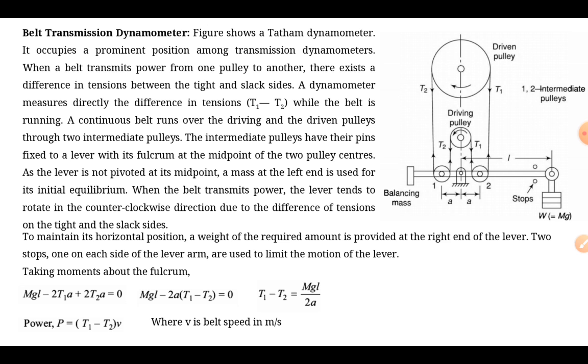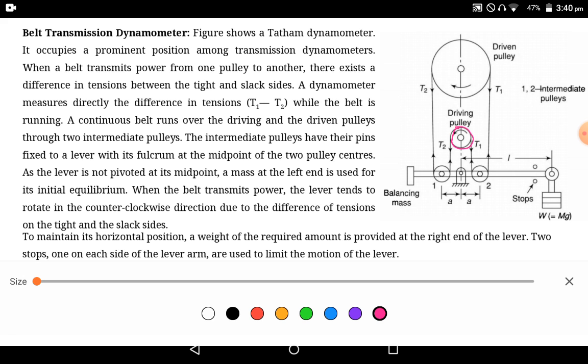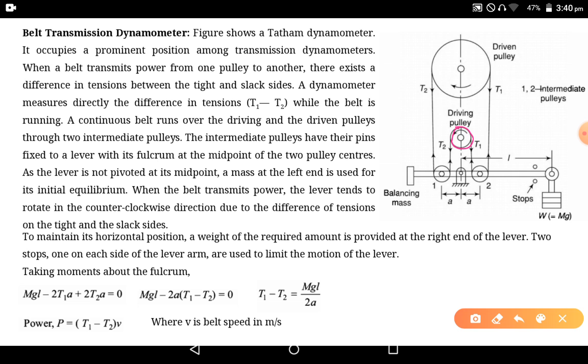In this dynamometer there is a driving pulley. This one is a driving pulley, and this driving pulley is directly attached to the shaft which is transferring the power, right? This driving pulley is then connected with a few other pulleys, or you can say the driven pulley and two intermediate pulleys, with the help of a rope or a belt.